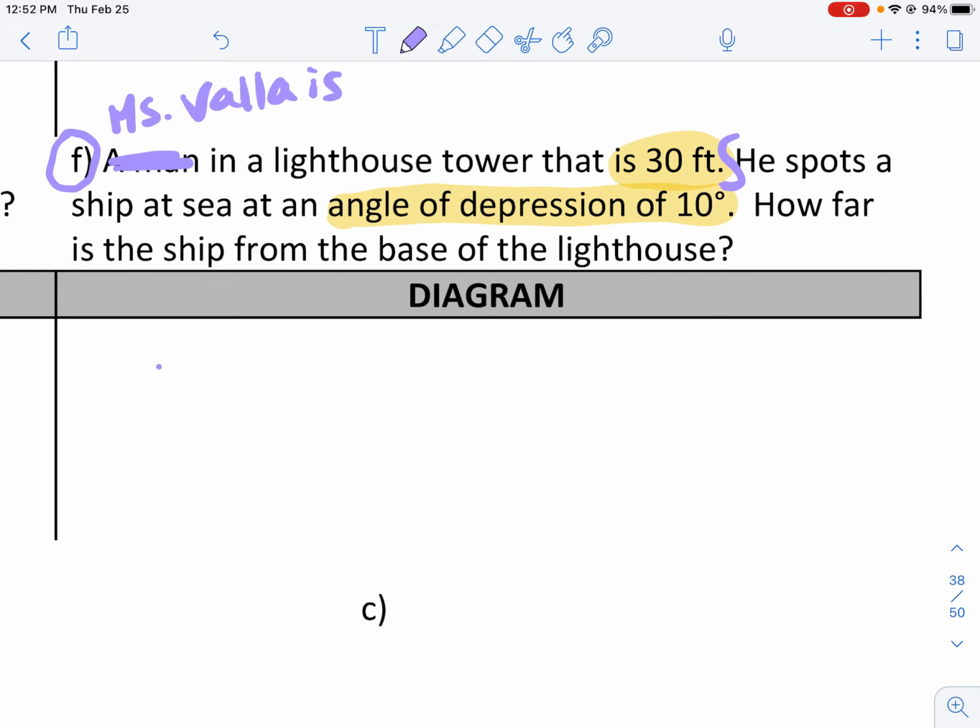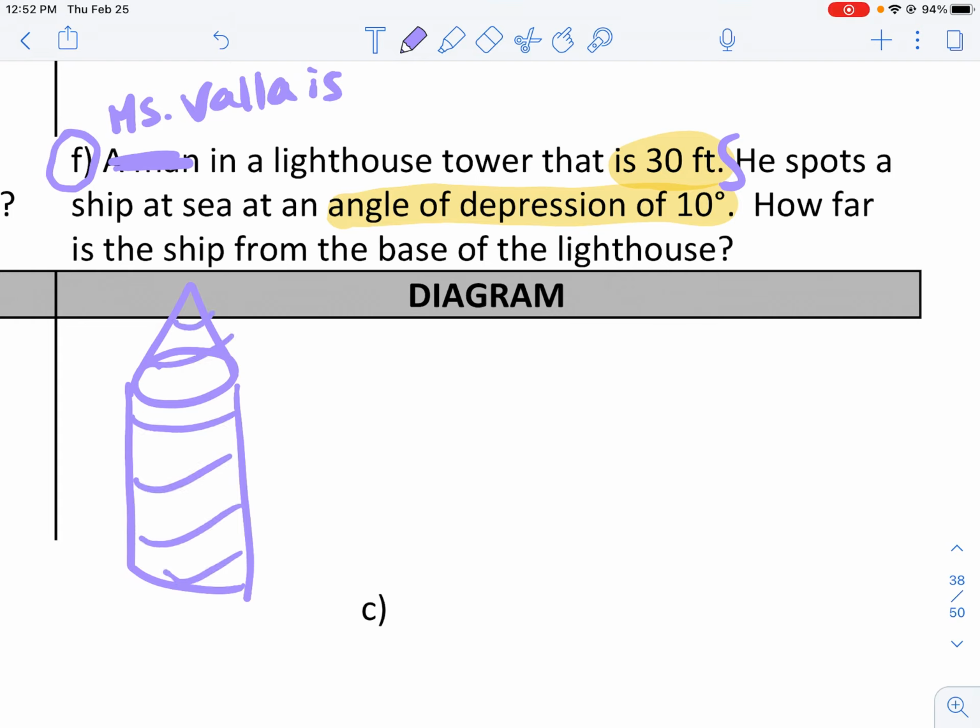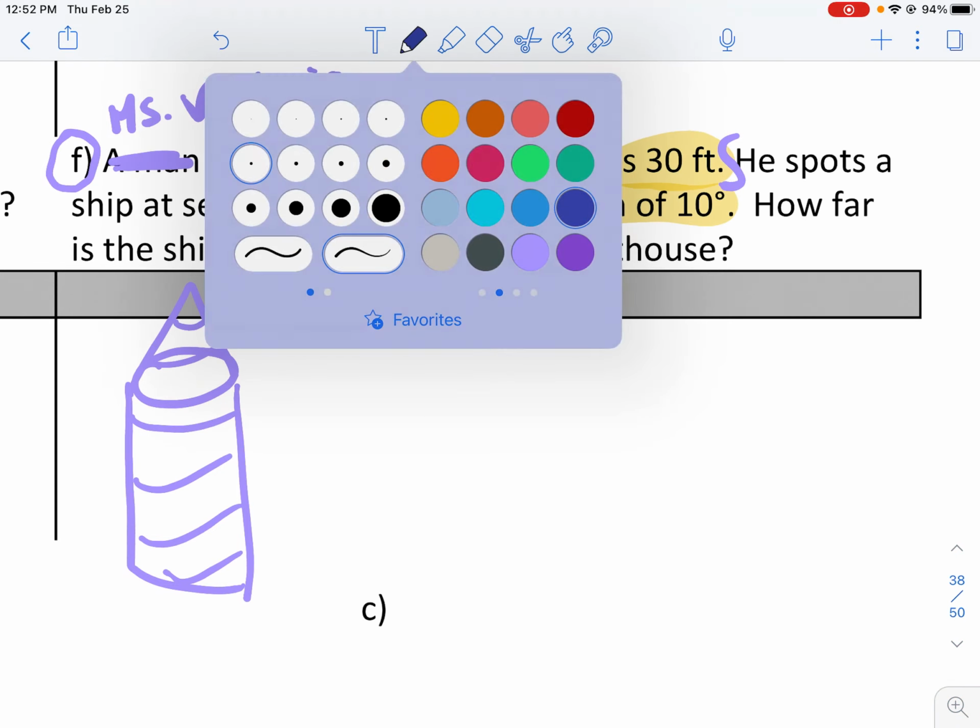Okay, so here's my attempt at drawing a lighthouse. This might be one of my better lighthouses. Really? Yeah, that's a lighthouse. Okay, and then where's Miss Falla? Let's put her in.